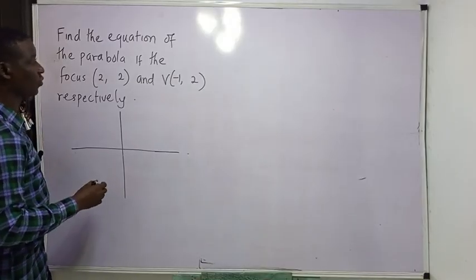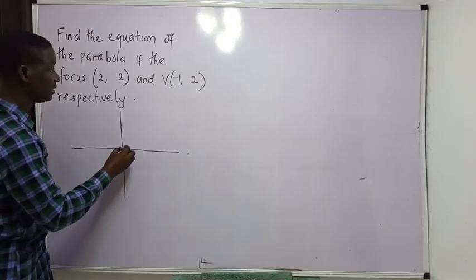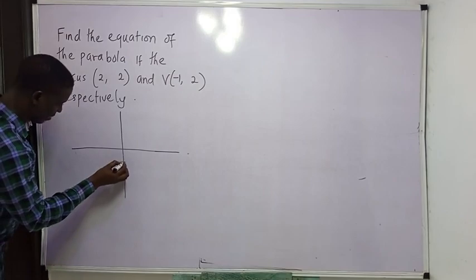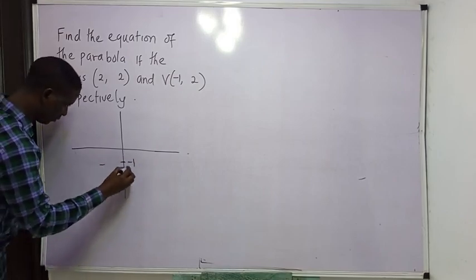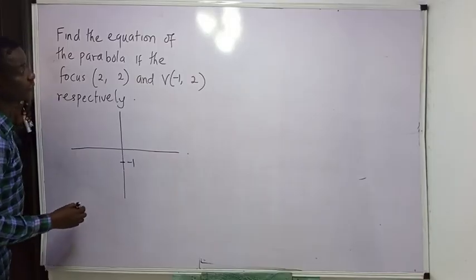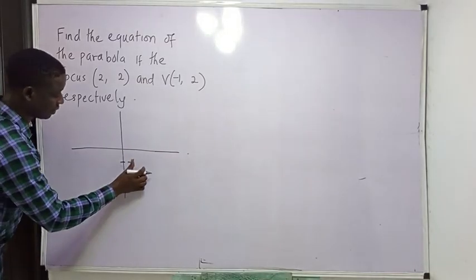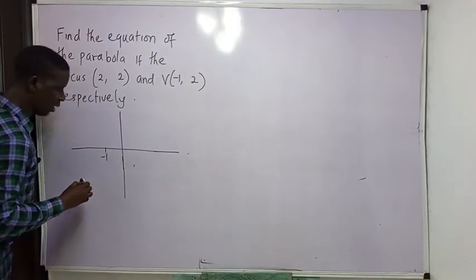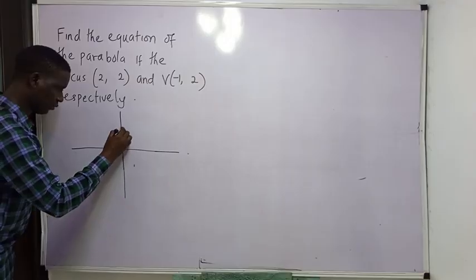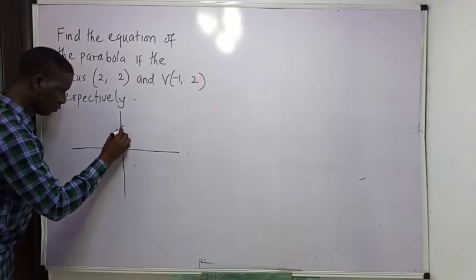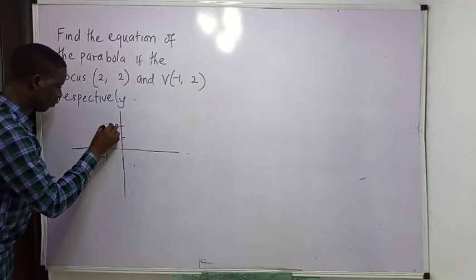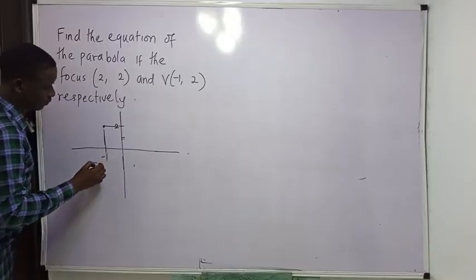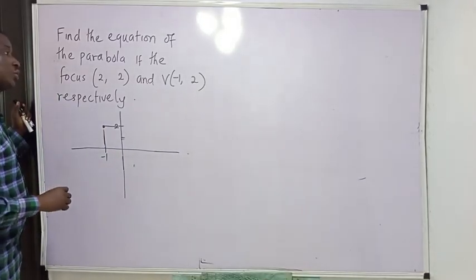Now, what is the focus? The vertex coordinate is -1 for x and 2 for y, that is (-1, 2). So we trace it, and this point is where they meet.